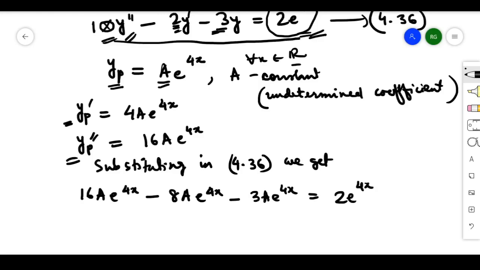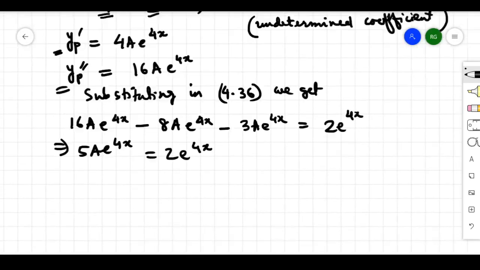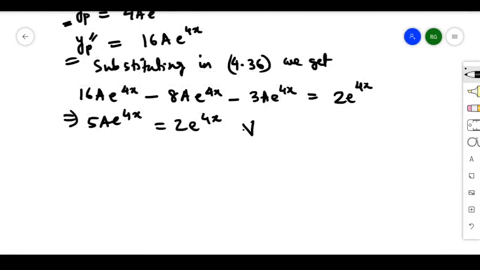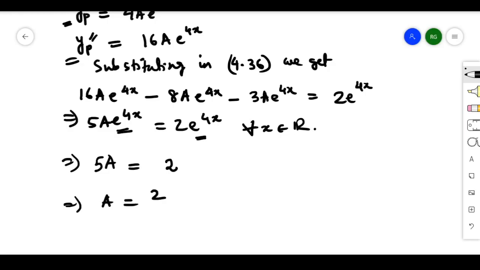Okay, therefore the left hand side will give 16 - 8 - 3 is 5, so 5a e^(4x) = 2e^(4x), and this is true for all x in R. That gives 5a = 2 because it is true for all x. On the left hand side we have e^(4x), on the right hand side e^(4x), they are non-zero, so cancelling them we get a = 2/5.